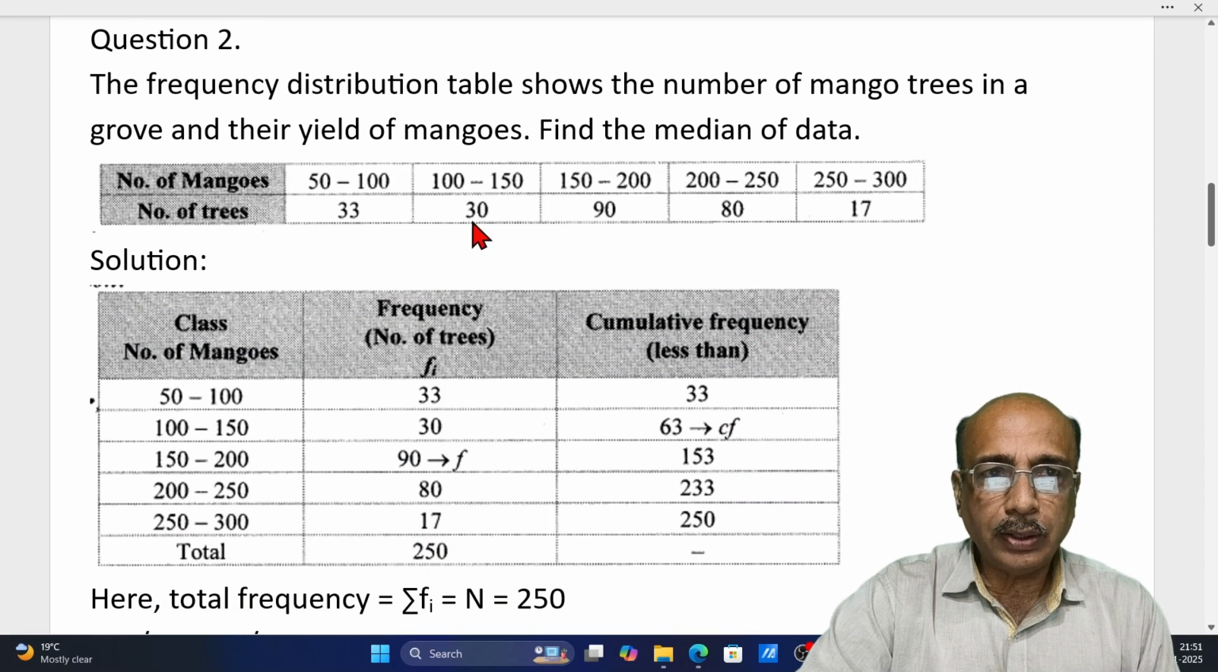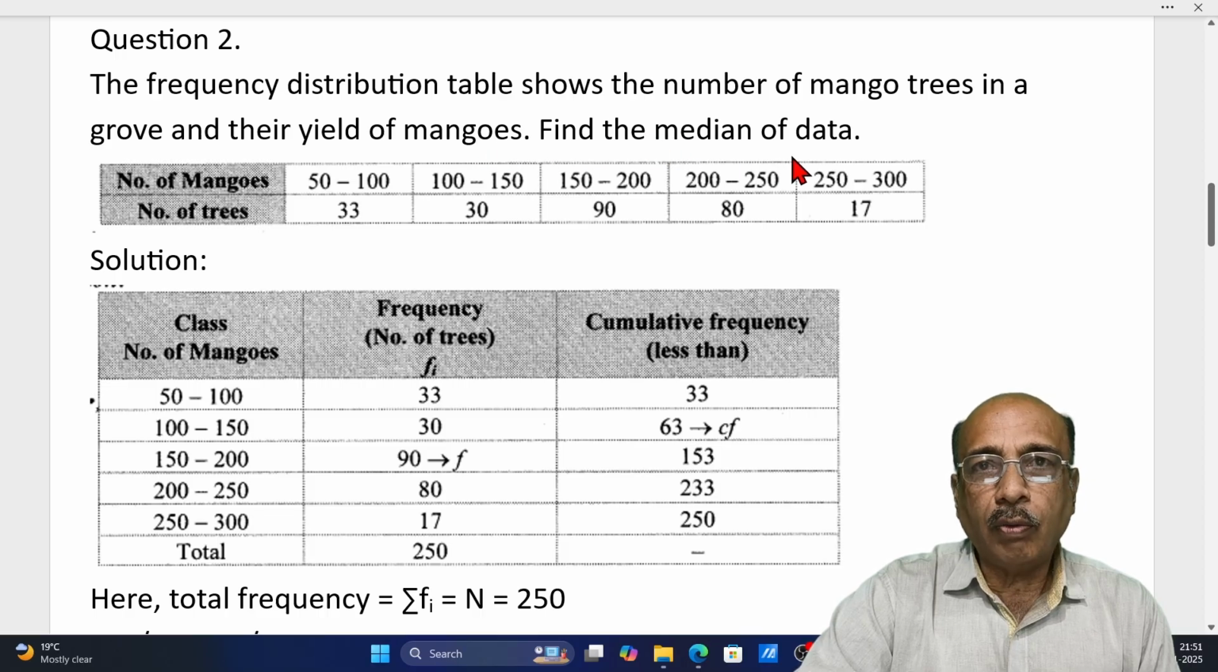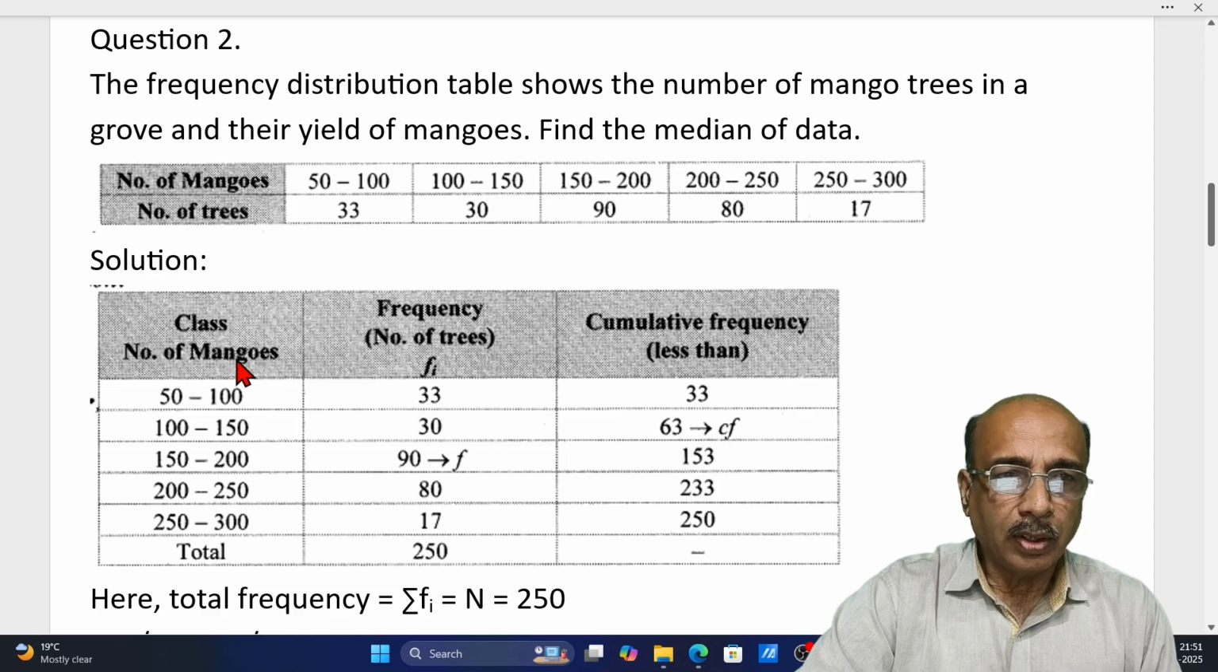Next question. The frequency distribution table shows the number of mango trees in a grove and their yield of mangoes. Find the median of the data. Number of mango trees, class is given, number of trees. Your continuous class is there. So class, number of mangoes are given. Frequency of number of trees Fi is given here.